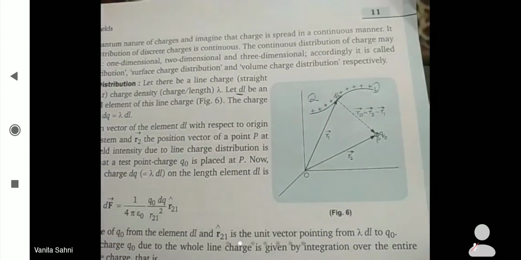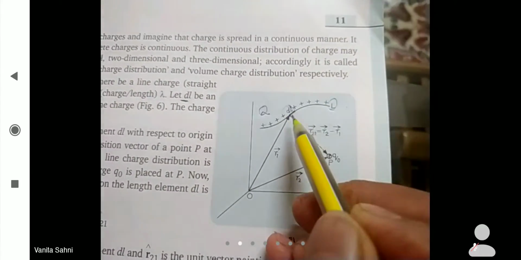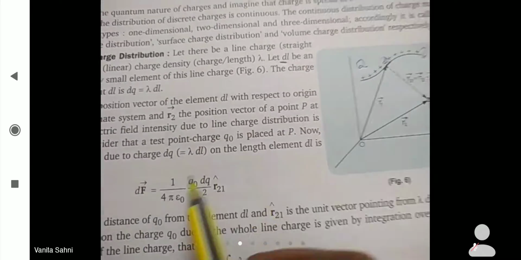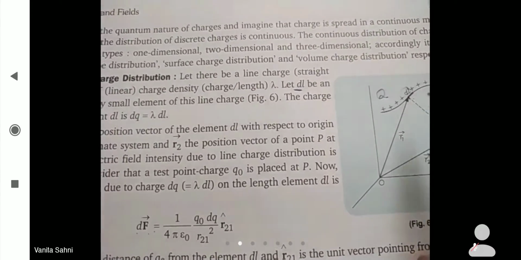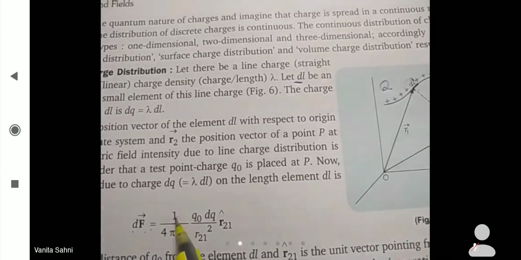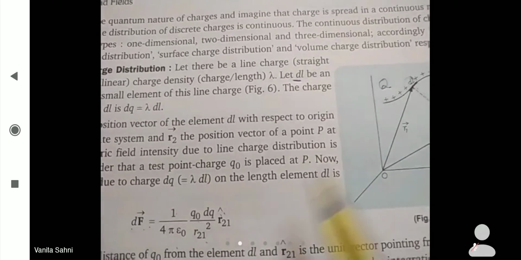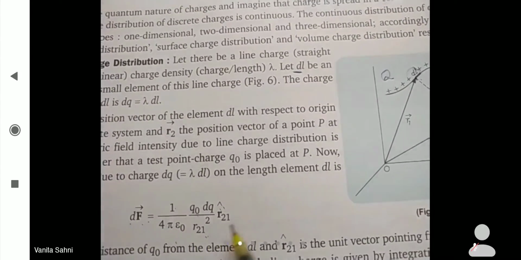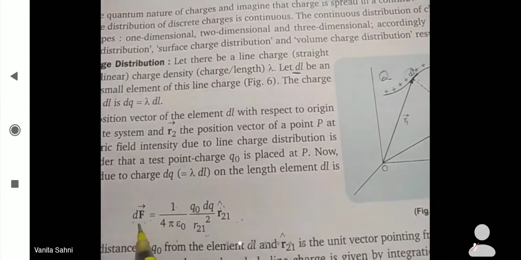Now we will say that this dq charge exerts some force on this charge Q naught. That force will be dF, a small force because of the small element, and it will be given by 1 by 4 pi epsilon naught. In place of Q1 Q2, what has come? Q naught dq divided by the distance square. This distance I have taken as r21. So r21 square into r21 cap, that is the unit vector, because we are taking the force in vector form.